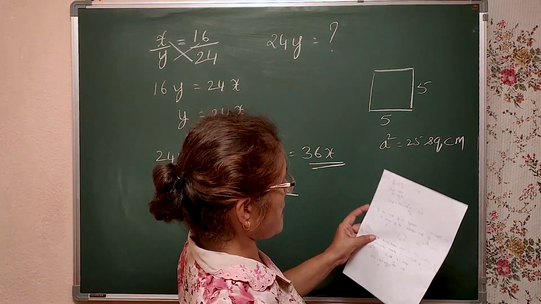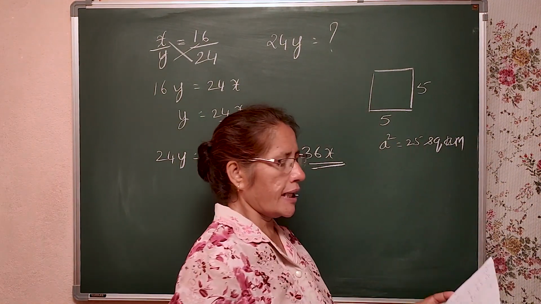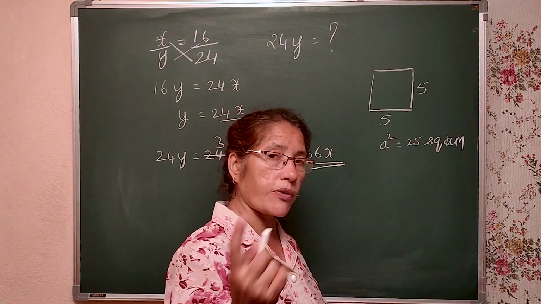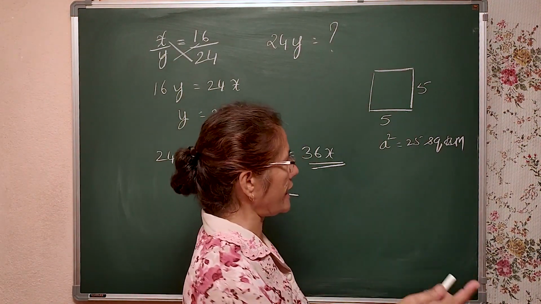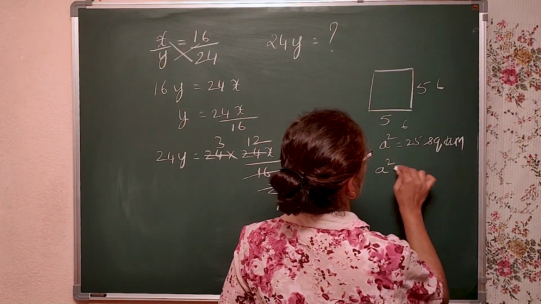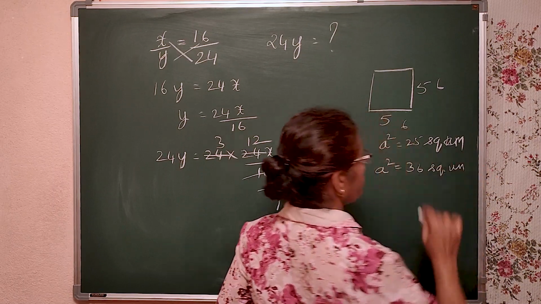If they have not given centimeter, you write down square units. So if the side of the square is increased by 20%, what is 20% of 5? 1. So increased, so 6 and 6. How much? Area is a square is equal to 36 square units.